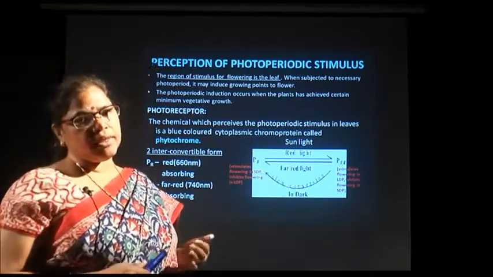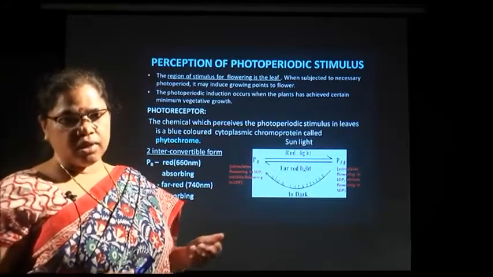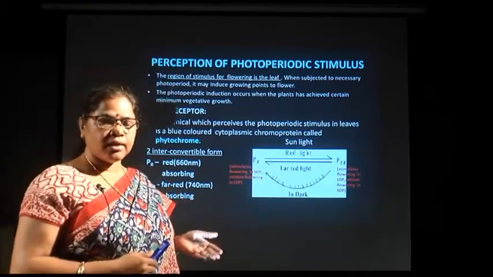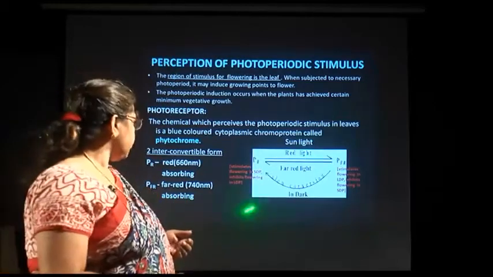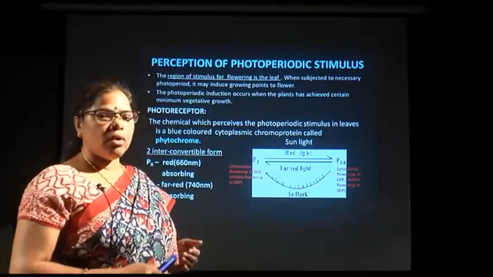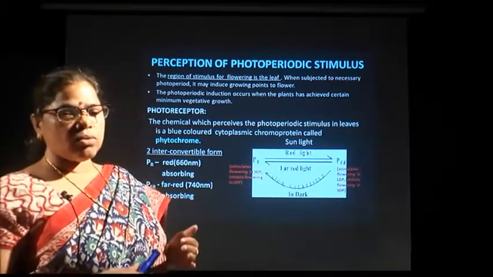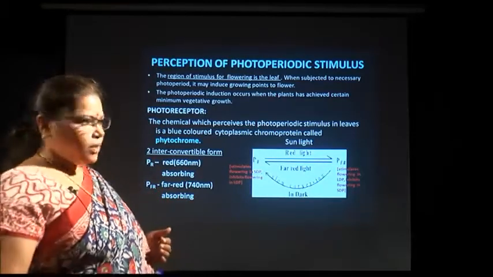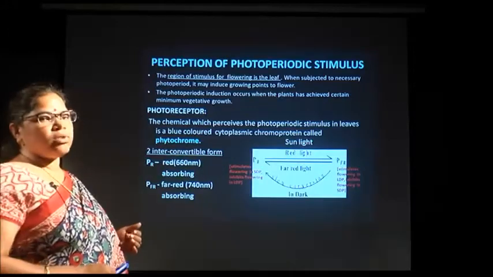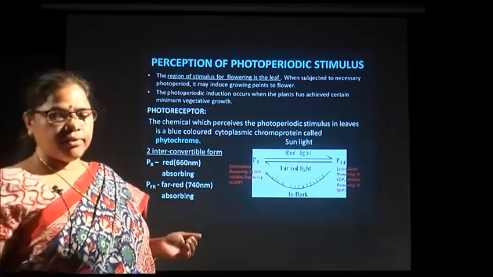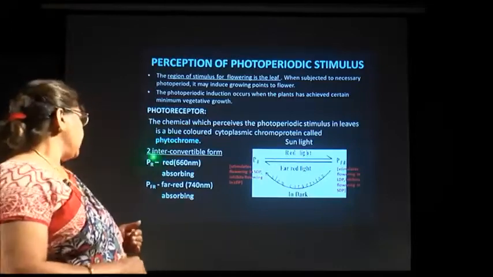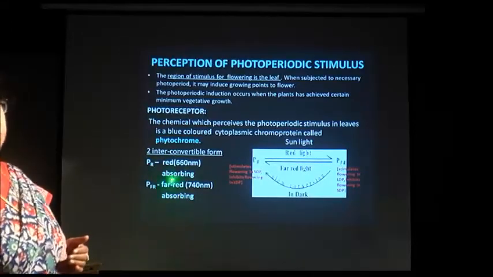That means it is a pigment molecule, just like your chlorophyll. It absorbs light at certain wavelengths, and chlorophylls are green in color. So this phytochrome pigment is a blue colored pigment, and it also absorbs light at certain wavelengths. And there are two different forms of phytochrome, because they absorb light at different wavelengths. They are known as PR and PFR forms.